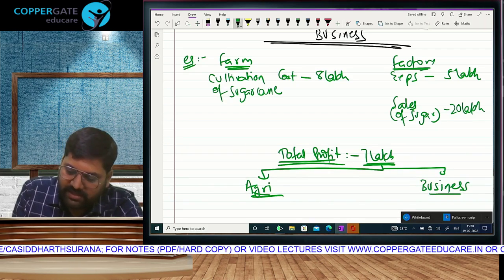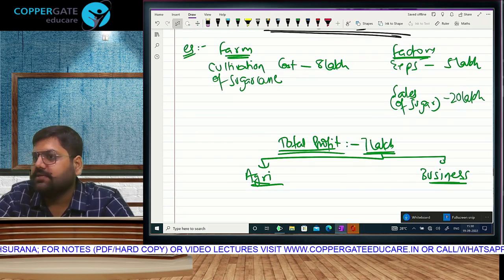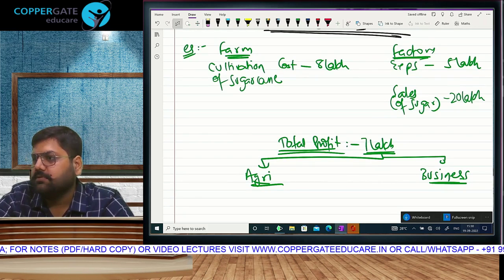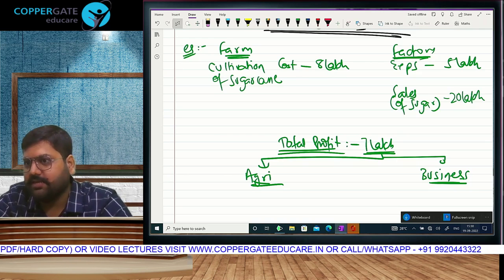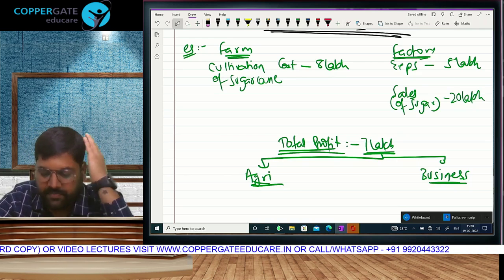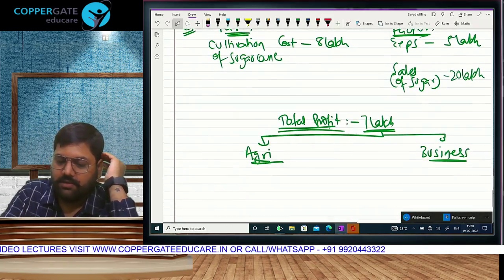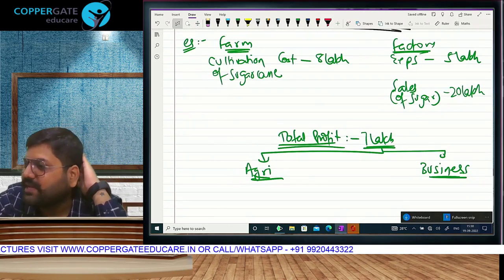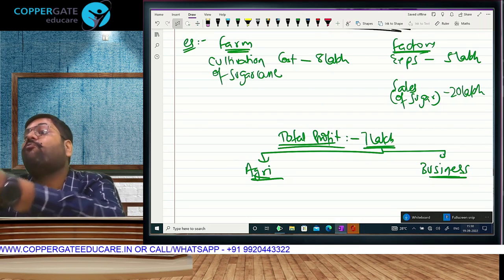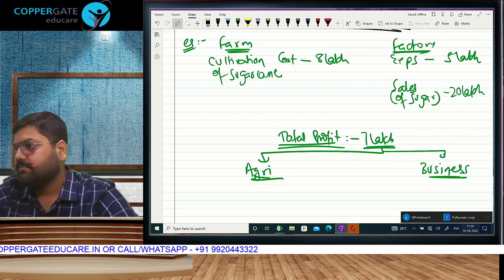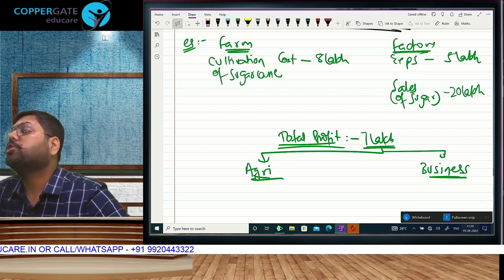Once you split this 7 lakh into agriculture and business, what is going to happen? Once separated, business will be taxable and agriculture will be exempt. Right? Logic goes like this. I can directly take you to the formula and finish it off in 1 second. The logic says this: we have cultivated what in the farm? Sugarcane. Sugarcane was cultivated in our example at a cost of 8.